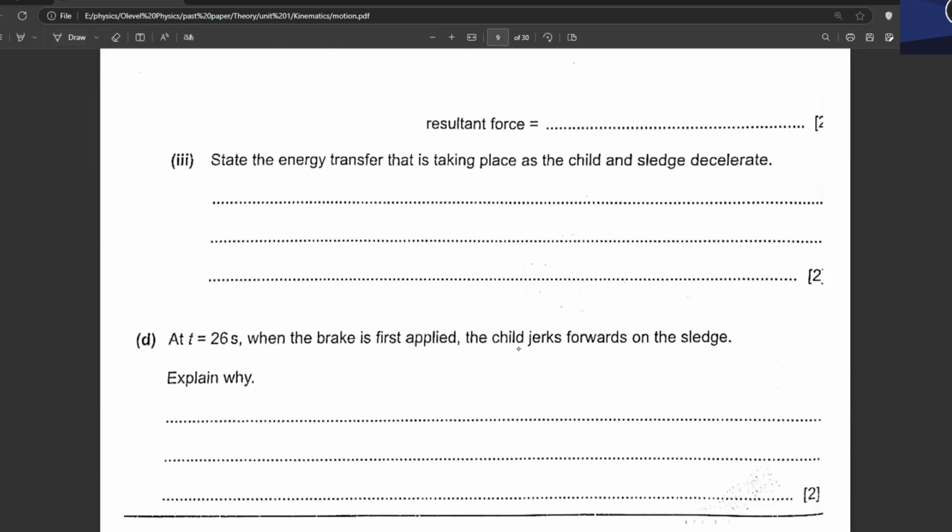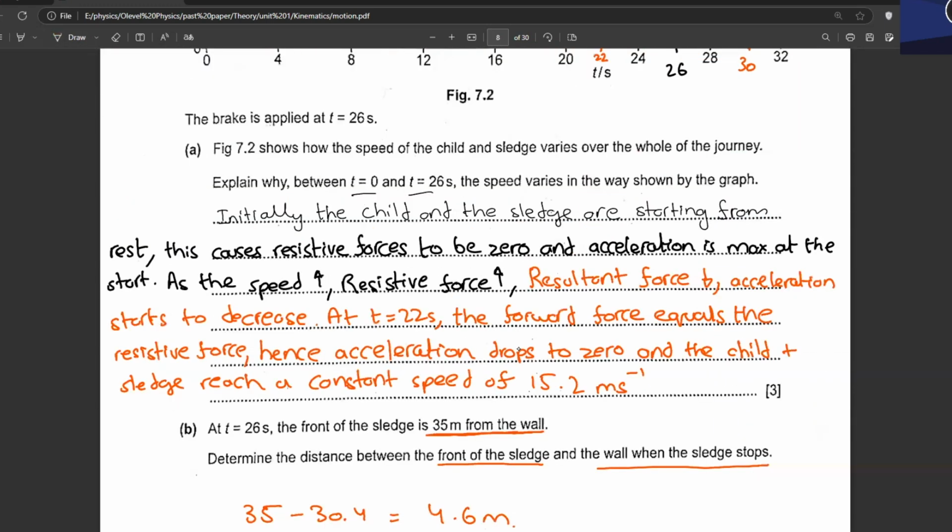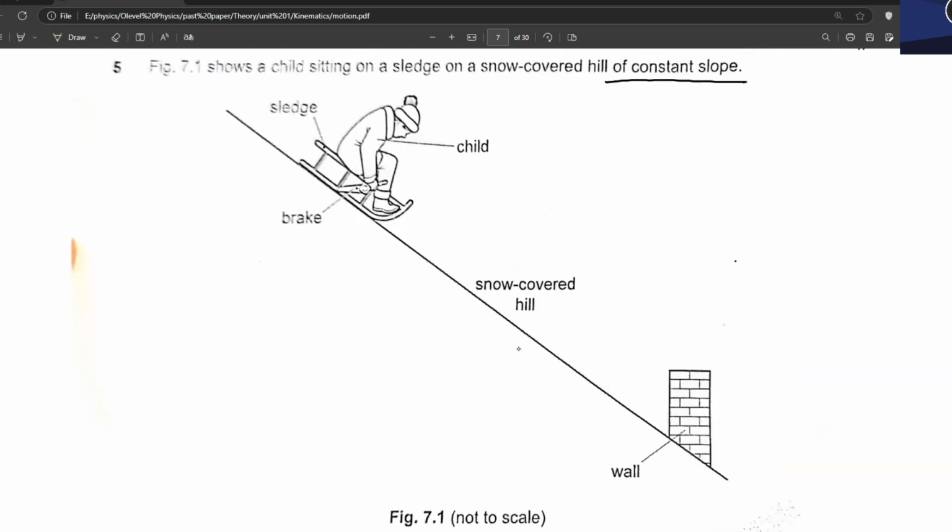Simple. State the energy transfer that is taking place as the sledge and the child decelerate. As the sledge and the child are decelerating, gravitational potential energy is decreasing as it is losing height. Kinetic energy is also decreasing as it is decelerating, velocity is decreasing. These two things get converted into thermal energy.